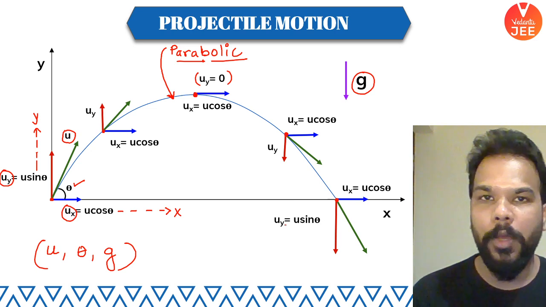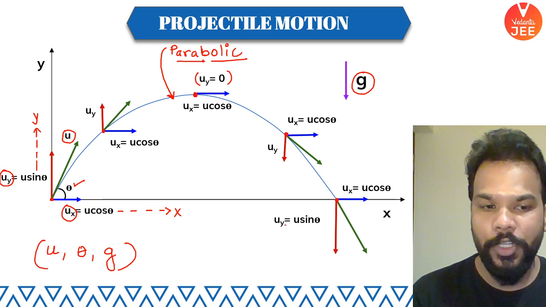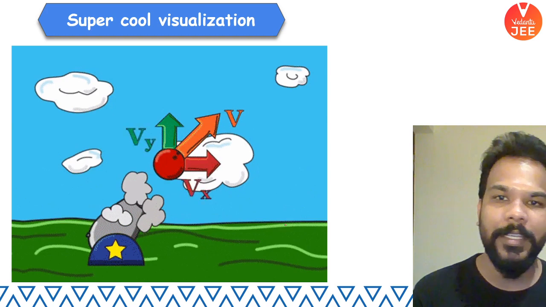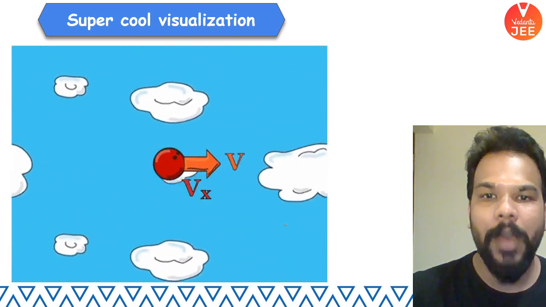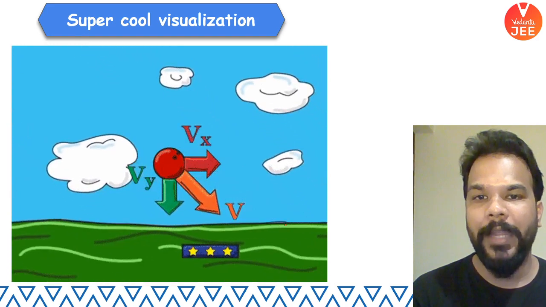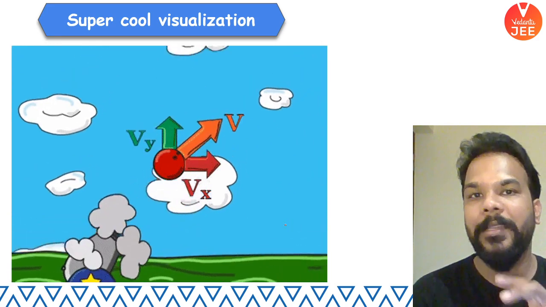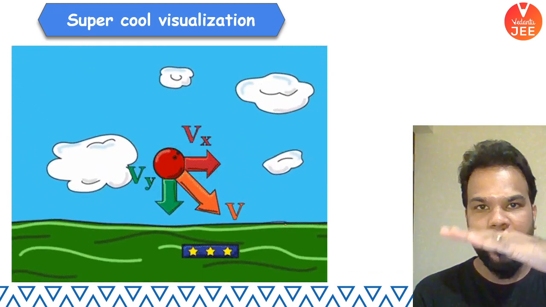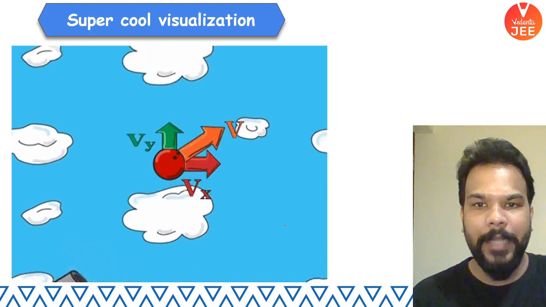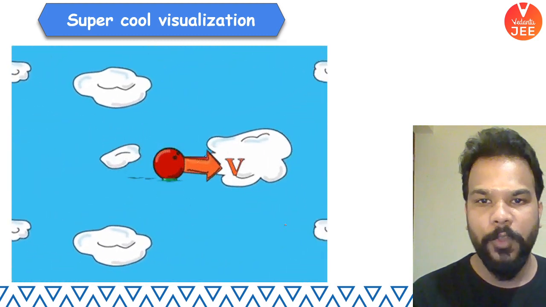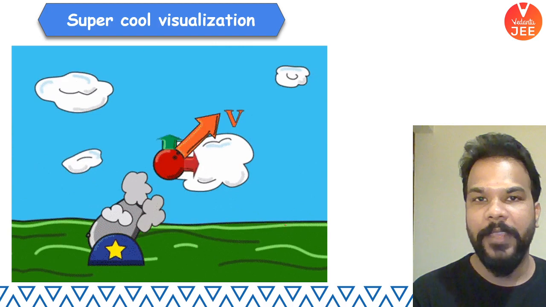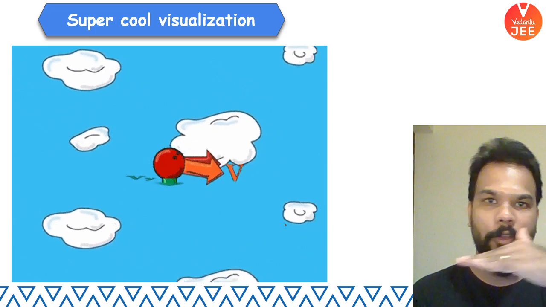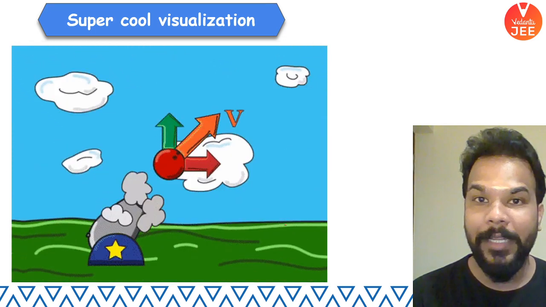Before I talk about the individual x and y directions, let's see how this is visualized. A super cool visualization for all of you to see how the velocity is changing. Look at the orange vector. That's exactly the velocity of the body. Slowly and steadily its inclination is becoming horizontal, then it is going down. If you look at the horizontal velocity Vx, the red vector, it's not changing at all.